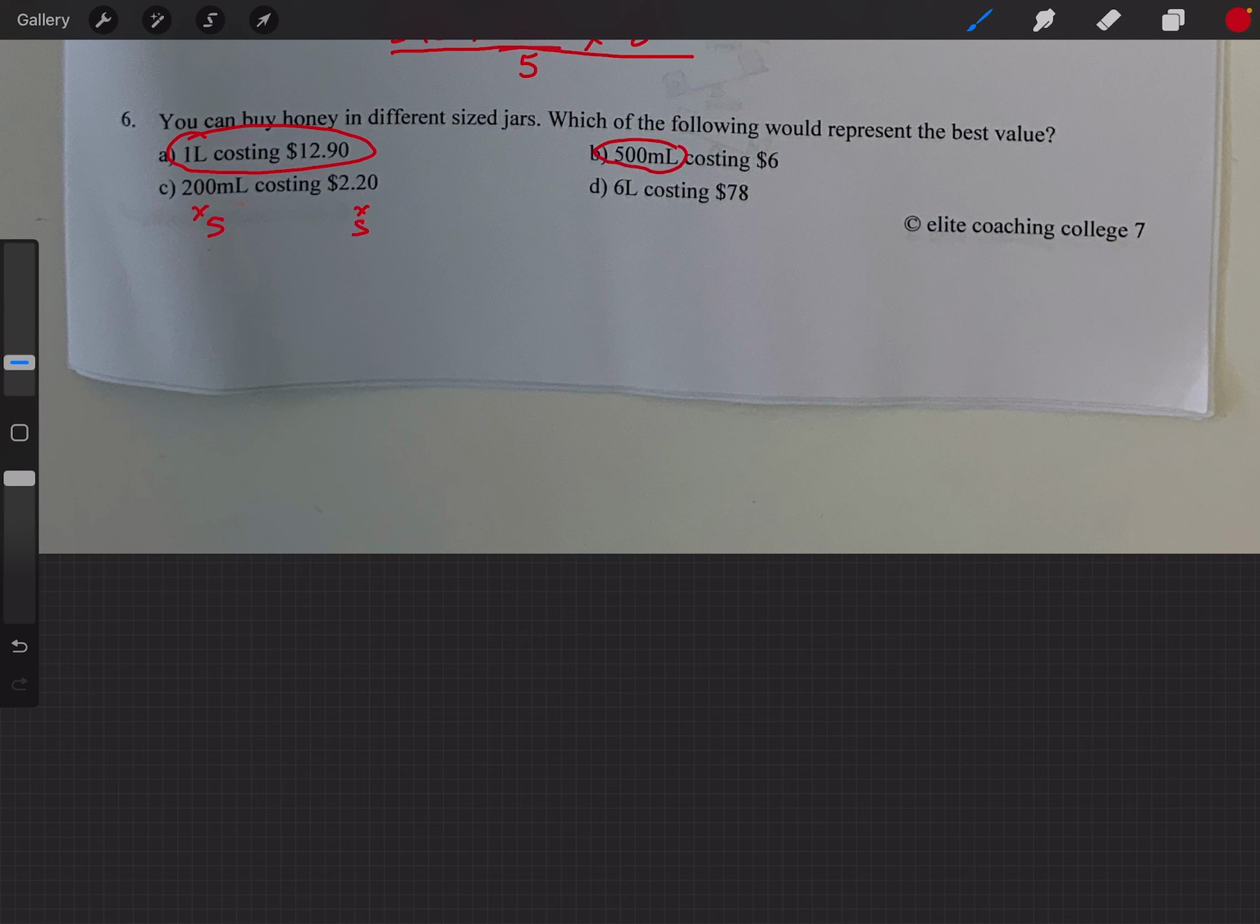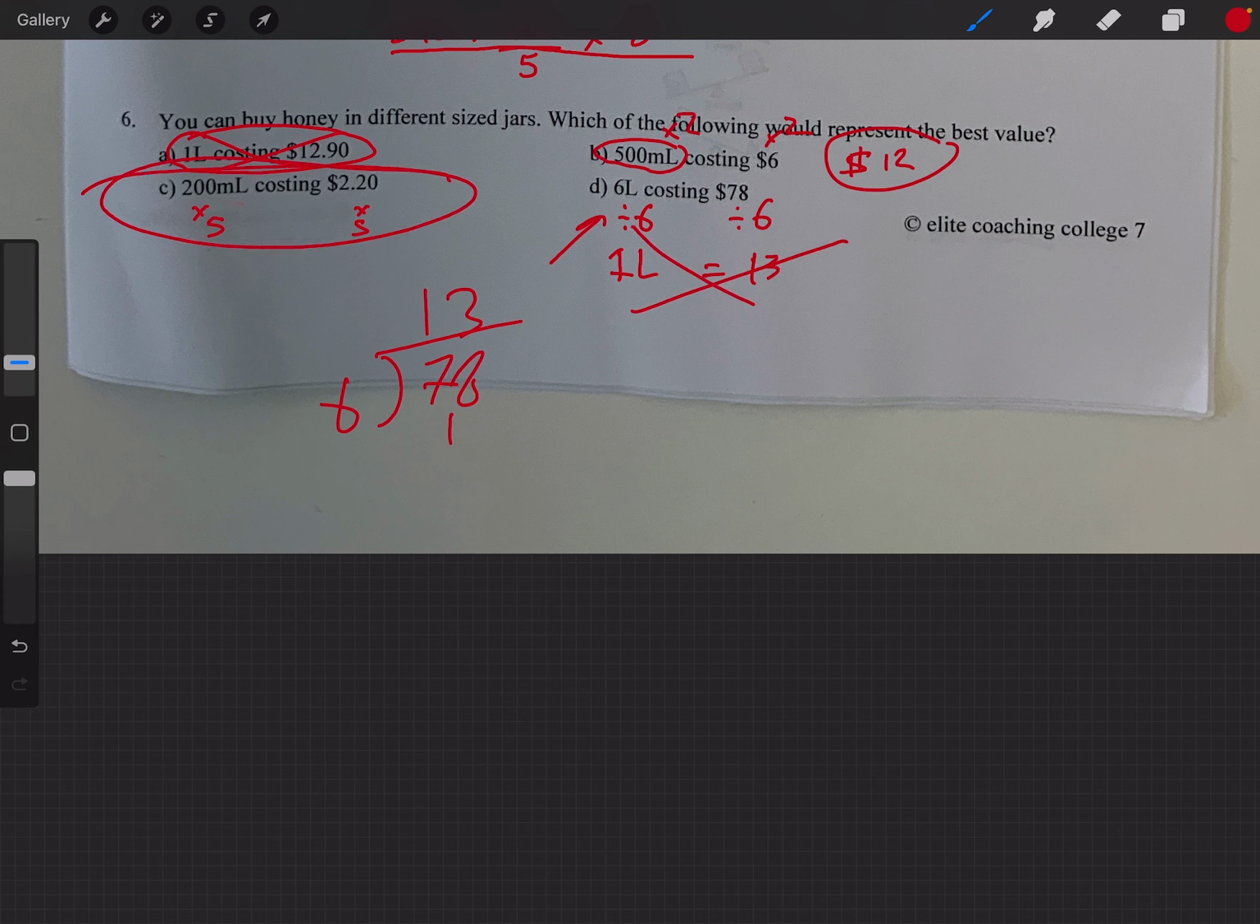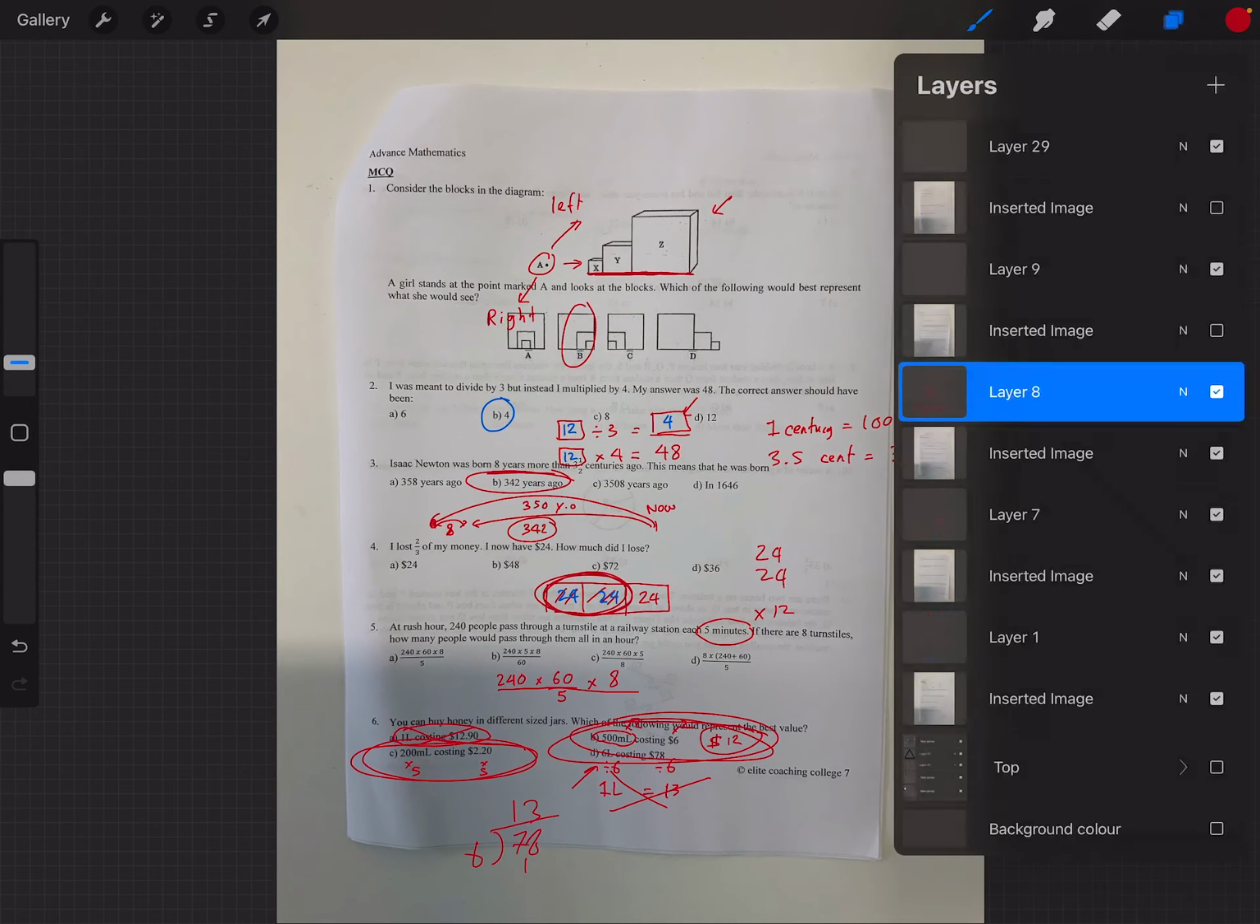This one is half a liter, is $6, so for 1 liter I just times it by 2. So 1 liter should be $12, right? So this one already, you can see is better than the A. A is $12.90, so that's no good. This one, 6 liters, to make it 1 liter, divide by 6 and divide by 6. So 1 liter is equal to, what's 78 divided by 6? Let me see, 1, 3. That'll be $13. So obviously that can't be good. So how about you compare these last two, C and B? It's either one of those. Okay. Next page.